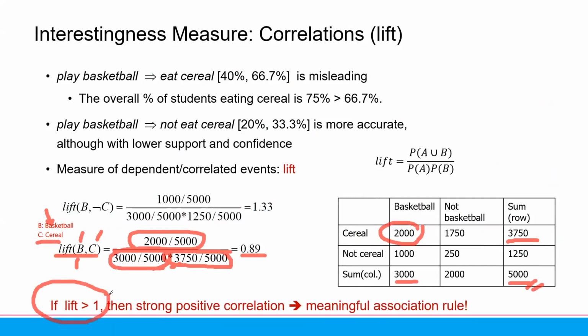If leaf is higher than 1, then it shows a strong positive correlation, and it means that it is a meaningful association. Okay. If you look at this one, it is less than 1. So it is less meaningful, or the association rule is not that meaningful. This one is more meaningful.